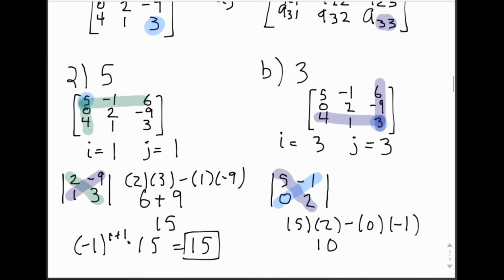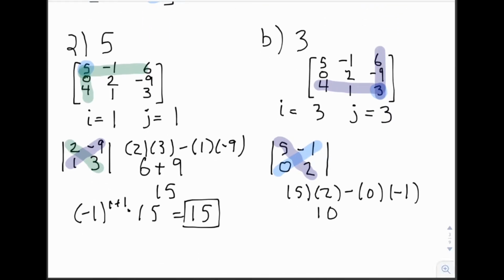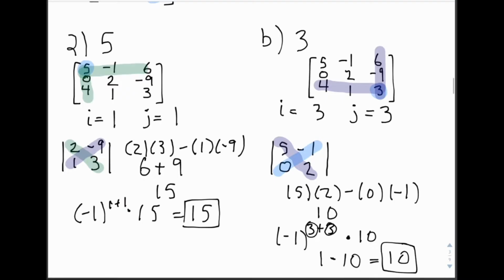So continuing to plug this into our formula, we will have -1 to the 3 plus 3, because our 3 is going to be our i, and then our other 3 is going to be our j, which gets us -1 to the 6th power, which is just going to be +1 times, and again we multiply that by our minor here, which was 10. So 1 times 10 is going to get me a +10. And we should be good to go.